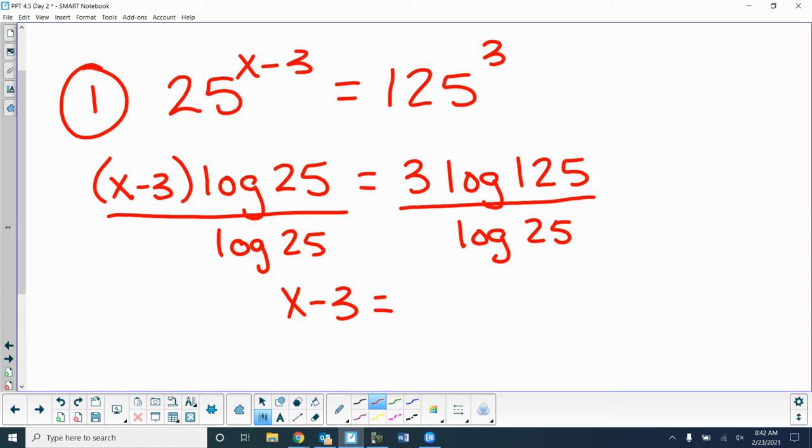And then on the right, when I do that, I get 4.5. All right, anybody having a problem in your calculator, 3 times the log of 125 divided by log of 25, being 4.5. Then that's just calculator work. So just add 3 to both sides, and you get 7.5.